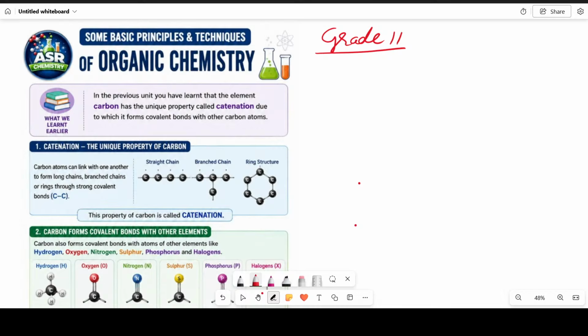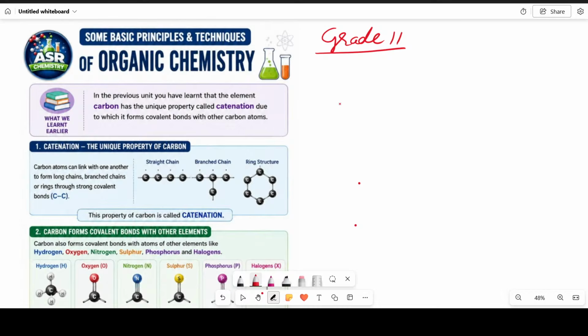Now, what makes carbon so unique that it is studied under a separate branch? The three unique properties of carbon are tetravalency, catenation, and its ability to form stable covalent bonds. Now first let us see what is catenation. You have already learned about these topics in earlier units or classes. But now, what is catenation? It is the special property of carbon to self-combine.